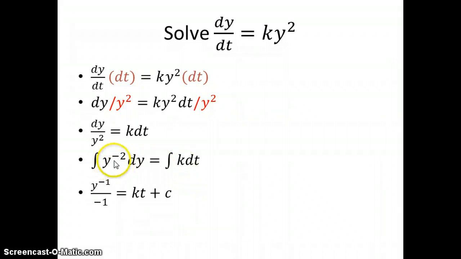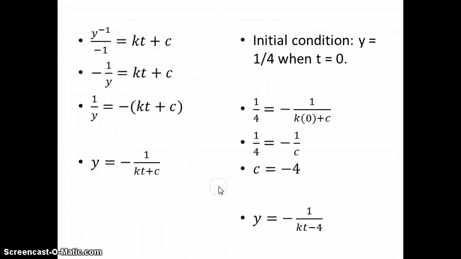So the antiderivative of y to the negative 2 is y to the negative 1 divided by negative 1. And that equals the antiderivative of k, which is kt plus a constant of integration. I'm going to take this to the next slide. Here it is. And we're solving for y. So first I'm going to rewrite y to the negative 1 as 1 over y. So we have negative 1 over y equals kt plus c.